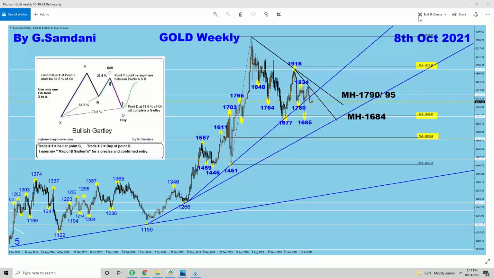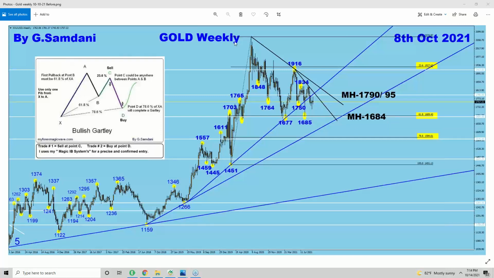This is the weekly chart we made on the 8th of October, right? You can see that the outer TL and inner TL were broken to the downside, and there's a black TL, this outer TL here, and the inner TL was also there. I had a suspicion that we might go up towards these numbers, 1790, 1795, and then probably drop later on. Why?